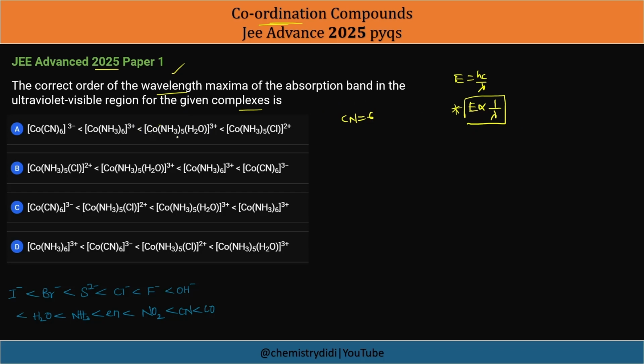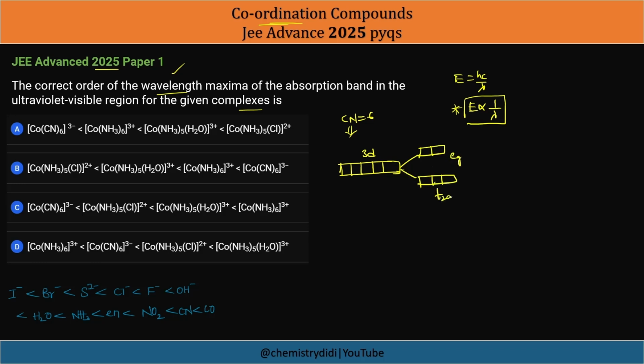Here one thing you can observe is that for all the given complexes, the coordination number is 6 only. This leads to octahedral crystal field splitting. So how does the splitting take place in the case of octahedral? This is the 3d, right? It splits into eg and t2g orbitals. This is eg, this is t2g.